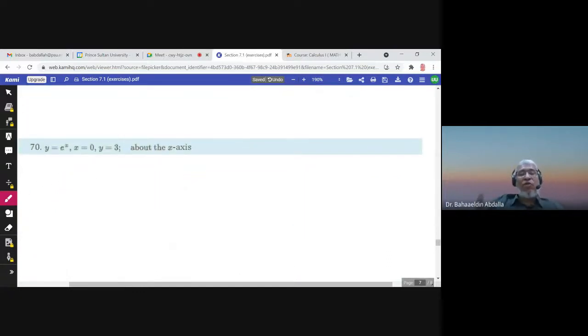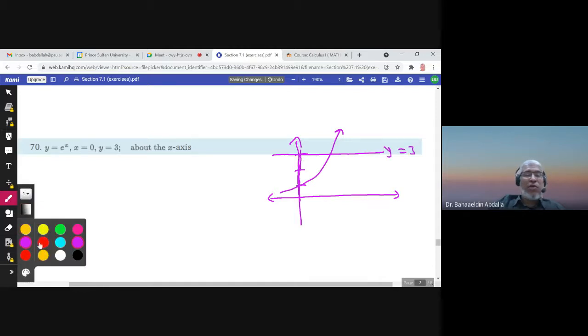Another question. Let us try to graph the region. I have e to the power x again. x equals 0 is this line, the y-axis, and on the y-axis 1, 2, 3. So this is y equals 3. So where is the region? It is this region. We need to rotate this region about the x-axis.